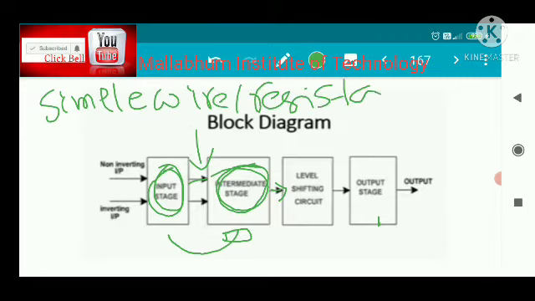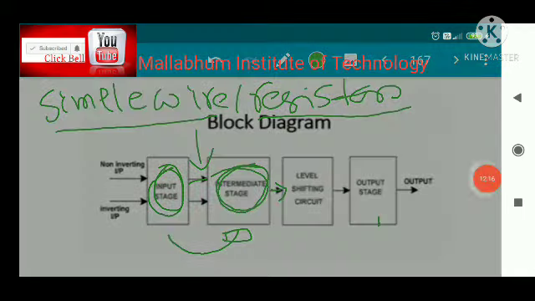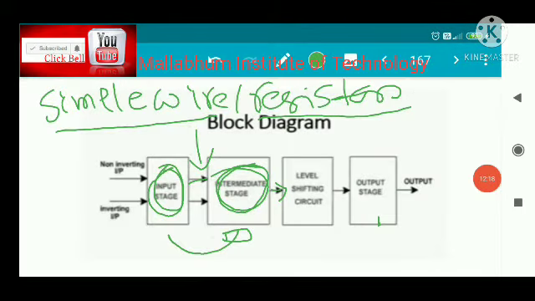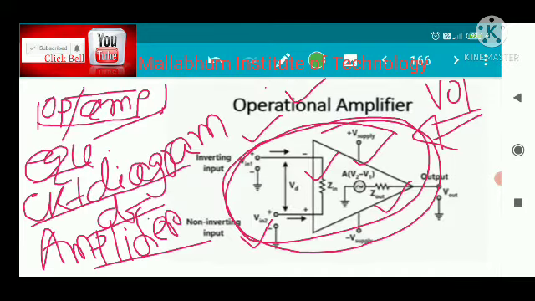The output of the first stage is connected to the input of the second stage with the help of a simple wire or simple resistor. No other device is employed in this connection. If this happens, then we call it direct coupling. There are some advantages and some disadvantages of direct coupling. The advantage is that no other device is employed, because we are fabricating this circuit inside a chip.